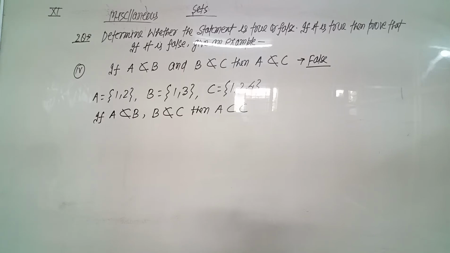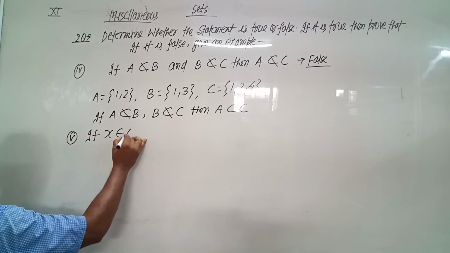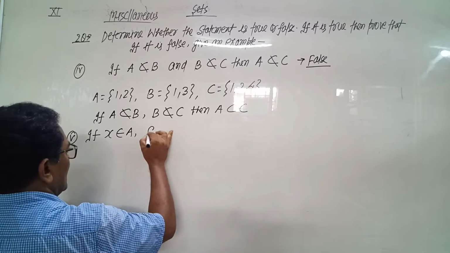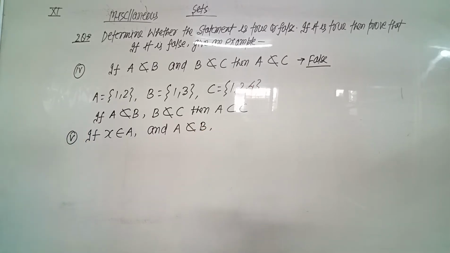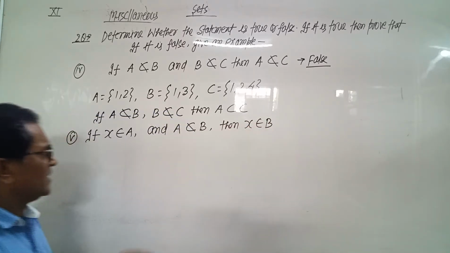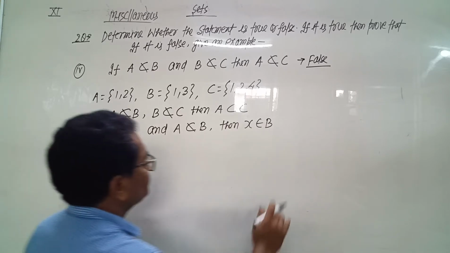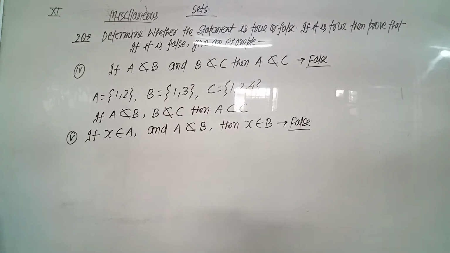Now the fifth part. If X belongs to A and A is not a subset of B, then X belongs to B. So this statement is false, and if it is false, we will have to give an example.